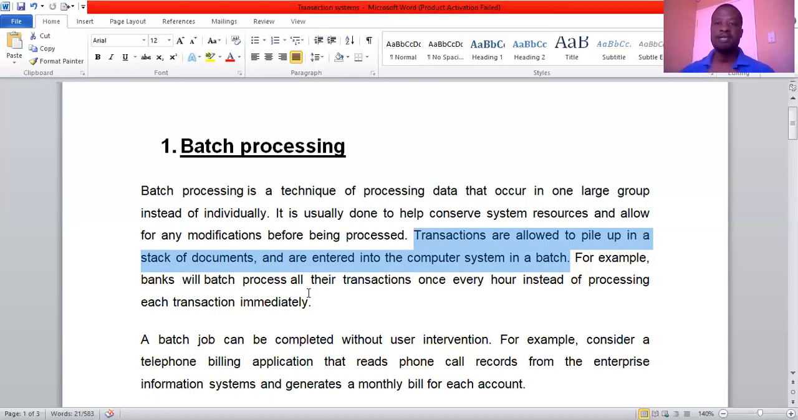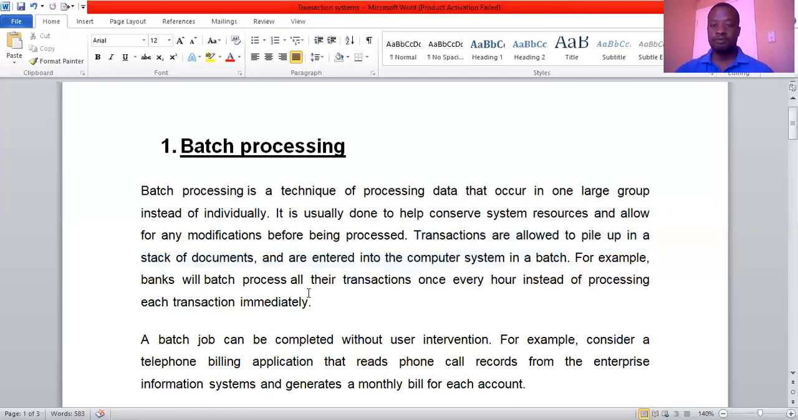You have a stack, a bunch of documents. First you just pile them up, and then you process them once. So we're saying they are entered into the system in a batch.